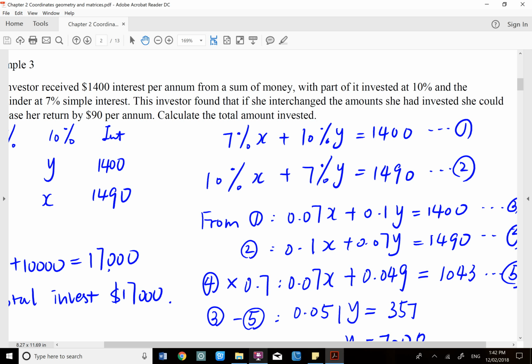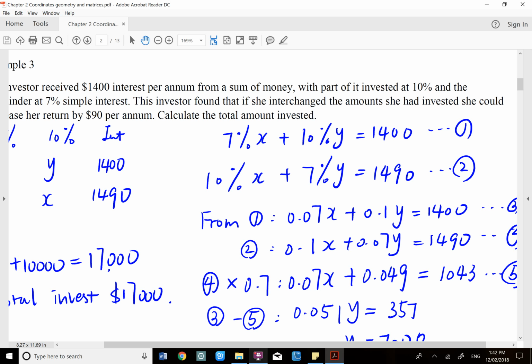And then if she swapped the amount of money in both banks, like the Y amount goes to invest in the 7% one and the X amount goes to invest in the 10% one, then I will have 1,490 interest. Which means you can directly see that I must have more money in X than in Y, because when I swap, I gain more money, which means the 10% one got more money and I can increase my interest. So there should be more money in X and less money in Y to make that happen. But anyway, that doesn't matter.